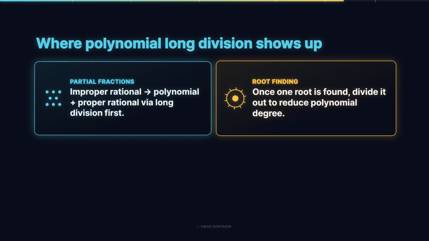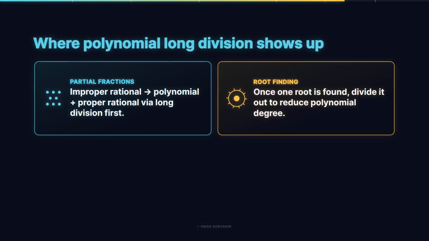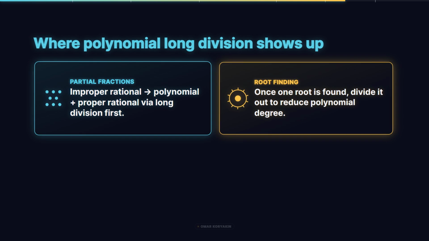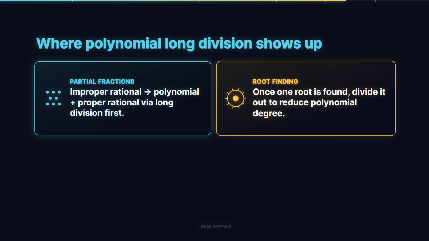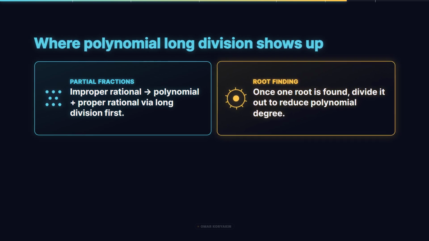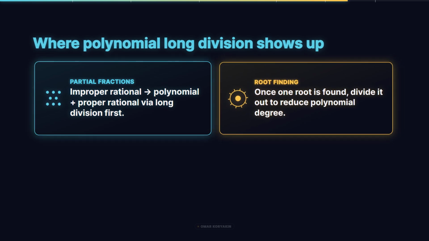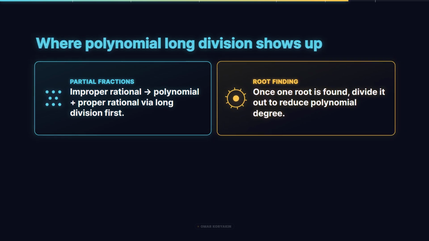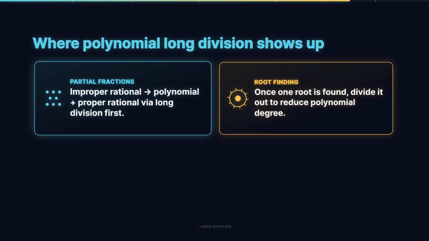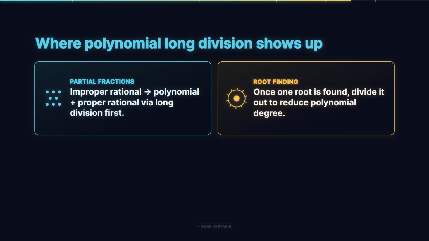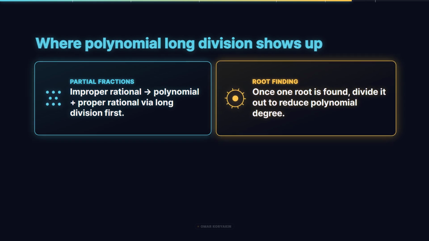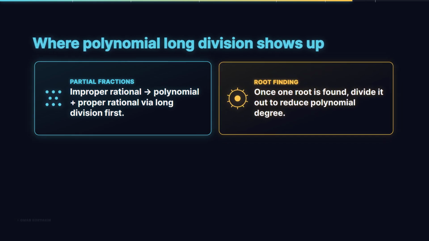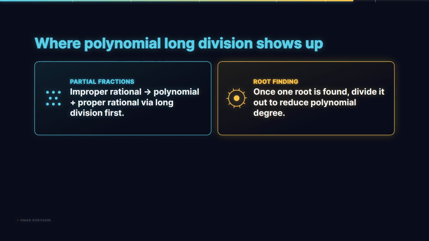In polynomial root finding, once a single root r of a polynomial p of x has been found, the polynomial divides evenly by the linear factor x minus r by the factor theorem. The quotient polynomial p of x divided by x minus r has degree 1 less than the original, and its roots are the remaining roots of p. Repeated root finding and dividing reduces the original problem step by step until all roots are found. Polynomial long division is the workhorse of this reduction.